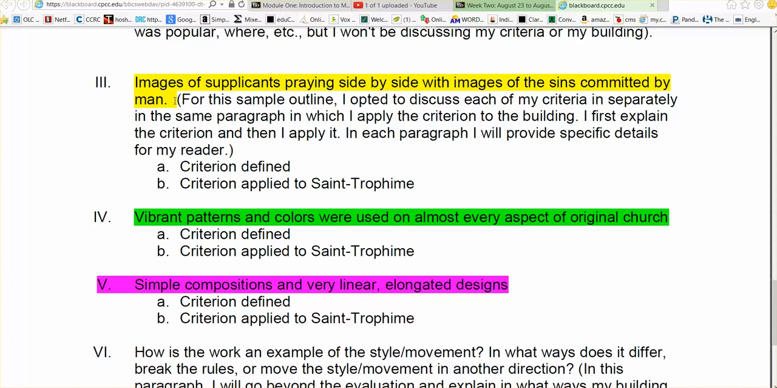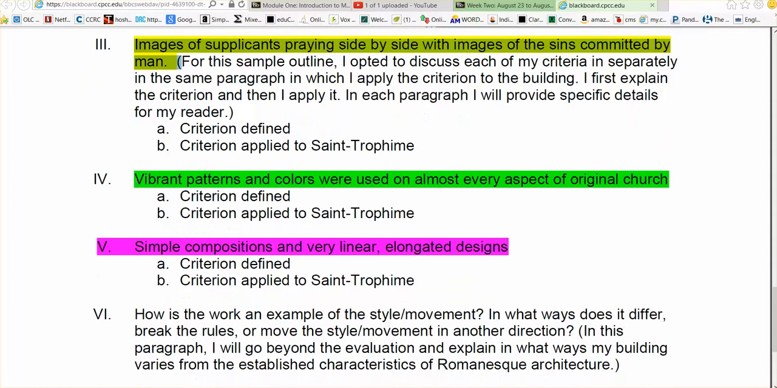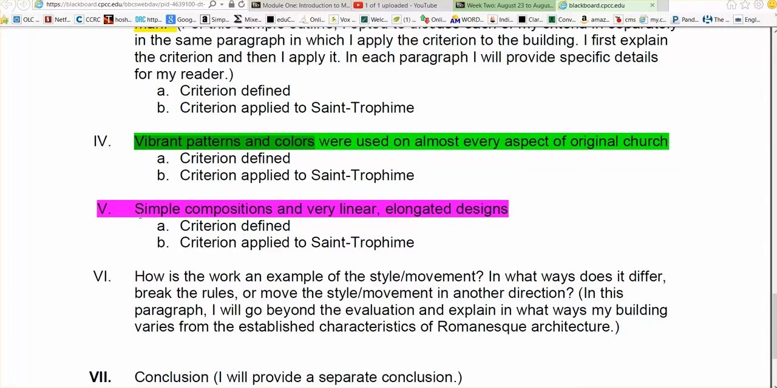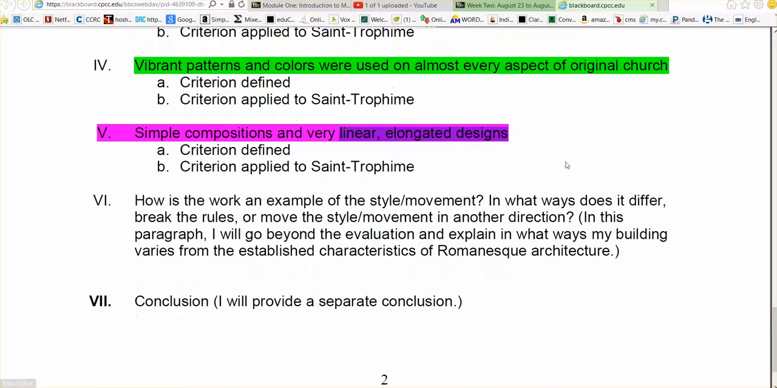So in my first paragraph, I'm going to explain what this criteria, this characteristic means, and then I'm going to apply it to my church. In the next paragraph, I'm going to explain what I mean by vibrant patterns and colors, and then I'm going to apply it to the church. And finally, I'm going to explain what simple compositions and linear elongated designs mean, and then I'm going to apply it to the church. And finally, I'll have a conclusion.